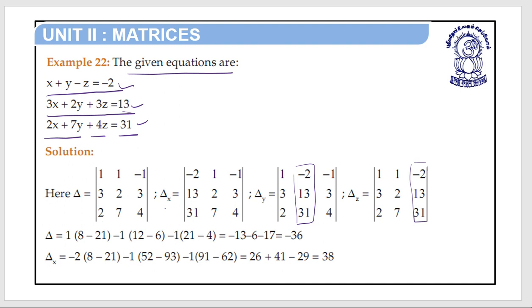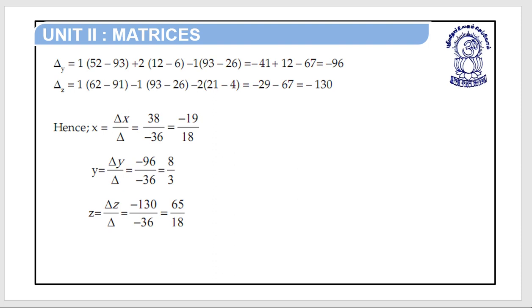Now find out delta. Delta we will get minus 36 by solving this matrix. Delta x we will get 38. So delta y is minus 96 and delta z is minus 130. x is equal to delta x by delta. Put the value of delta x and delta: 38 by minus 36. So it is minus 19 by 18.